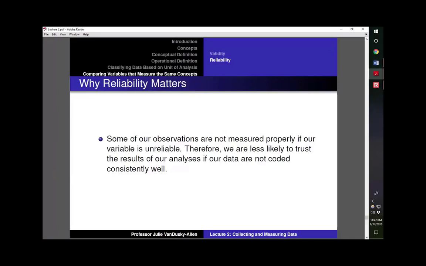The reliability of a measure matters because if our variable is unreliable, some of our observations will not be measured properly. Therefore, we are less likely to trust the results of our analyses if our data are not coded consistently well.